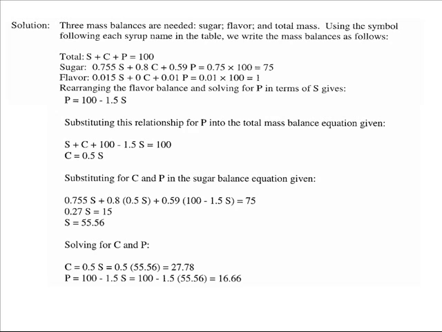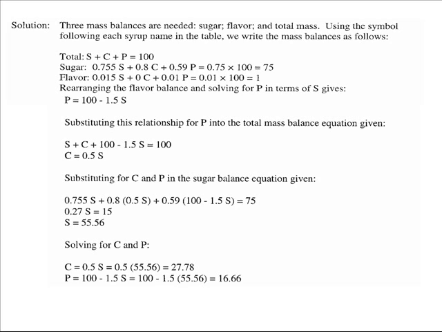You can substitute this relationship for P in the total mass balance equation: S plus C plus 100 minus 1.5 S is equal to 100. You took the last equation and put it in the first equation at the top, the total mass balance equation. When you solve this, you move S to one side, and the hundreds cancel out, so you have C is equal to 0.5 S.